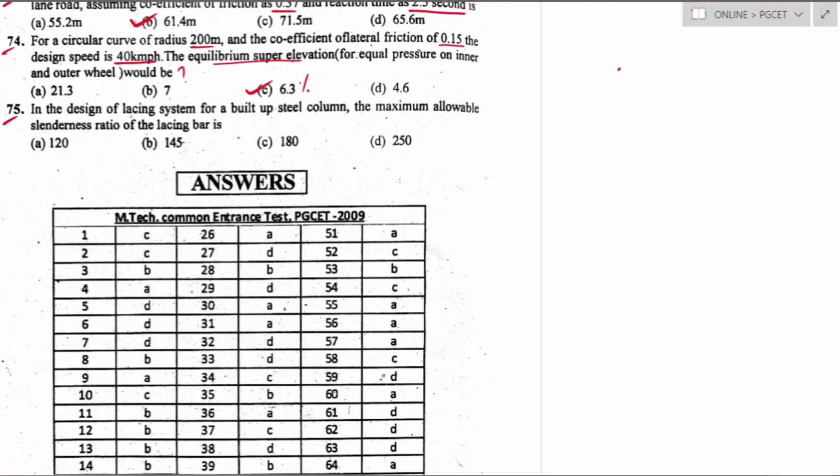Question number 75. In a design of lacing system for a built-up steel column, the maximum allowable slenderness ratio of the lacing bar as per IS 800-2007 codal provisions, the slenderness ratio for the compression member shall not exceed 145. So the maximum slenderness ratio is 145. Option B is the right answer.